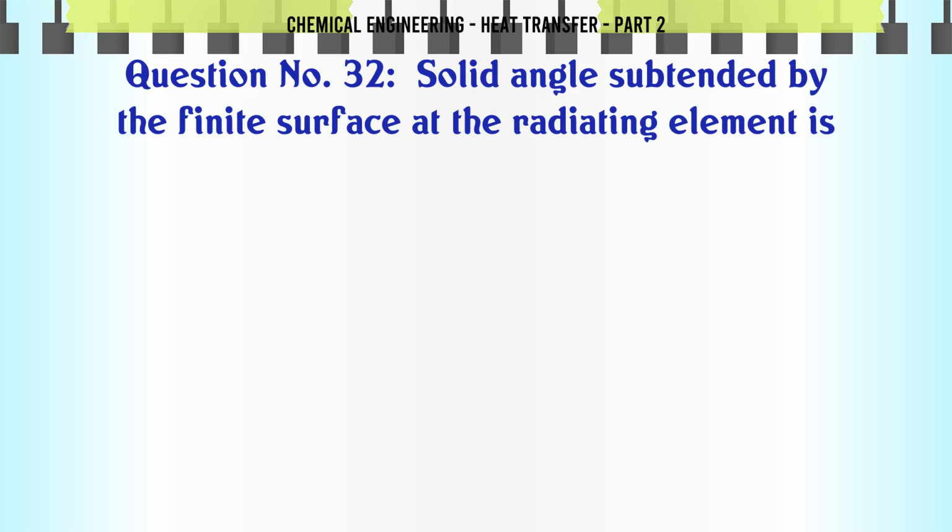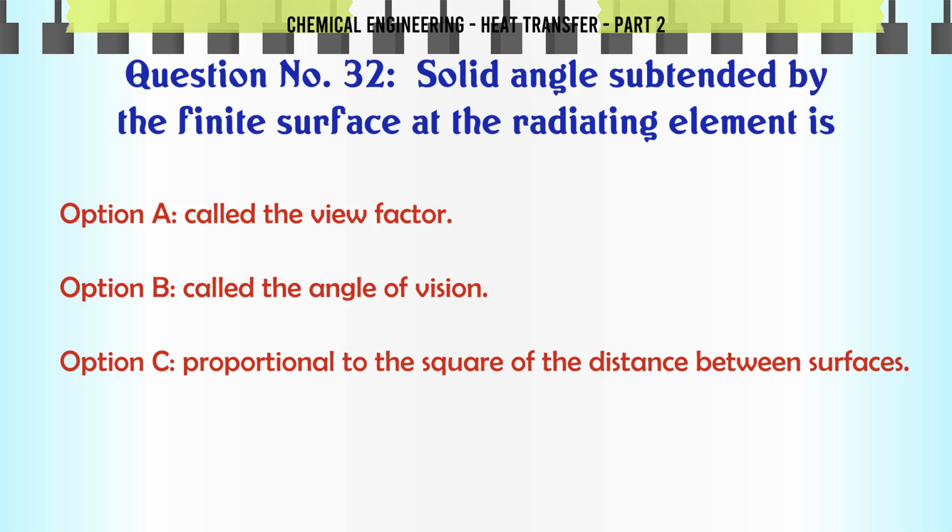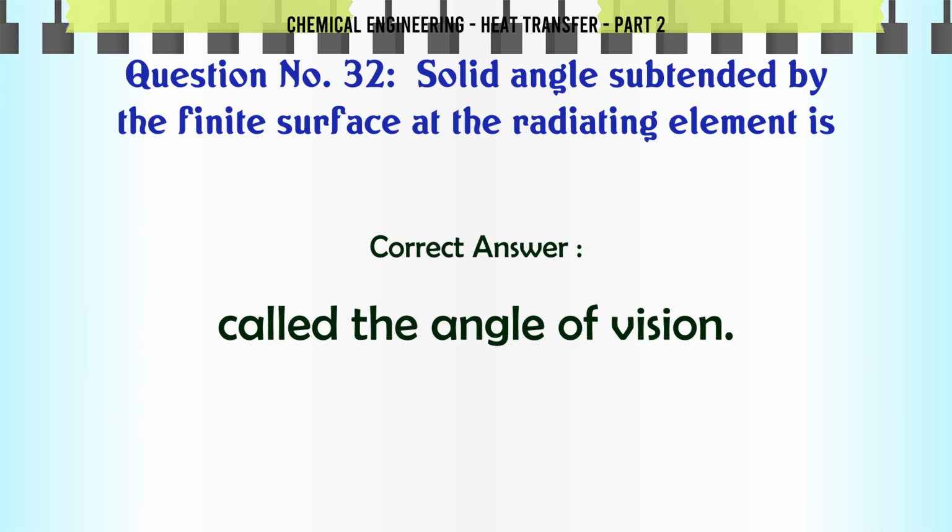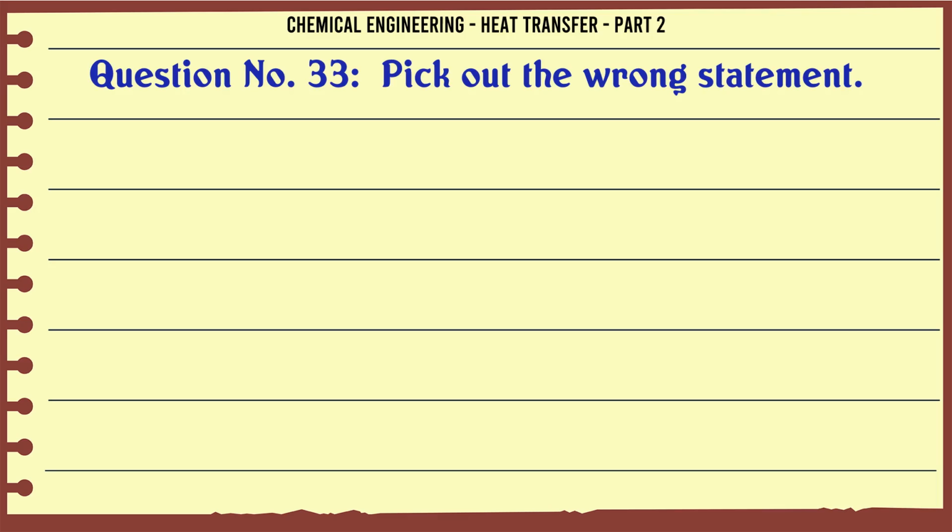Solid angle subtended by the finite surface at the radiating element is called the: A. view factor, B. angle of vision, C. proportional to the square of the distance between surfaces, D. expressed in terms of radians. The correct answer is the angle of vision. Pick out the wrong statement.